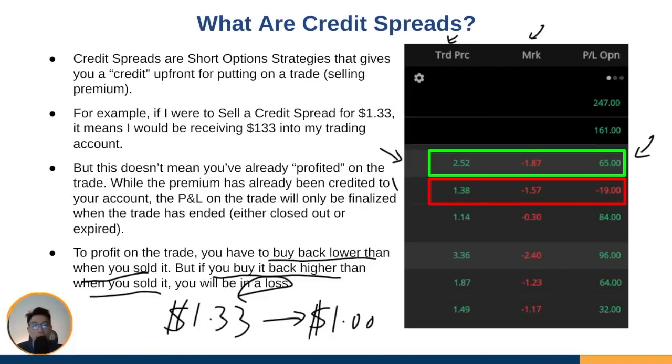Now for the one below, you notice that the trade price is $1.38. That means when you opened up the trade, now it's marking $1.57, which means you're in a loss. So remember, if you're trading credit spreads, when you're looking at your positions tab, what you want to see is that the current price is lower than when you first sold it. Then you know that you're in a profit.